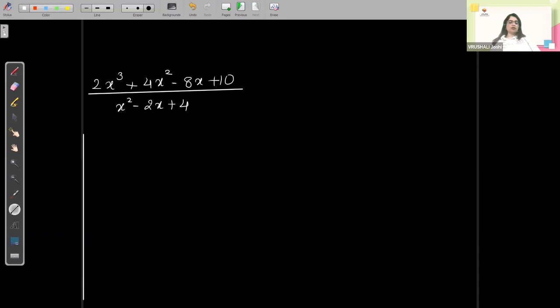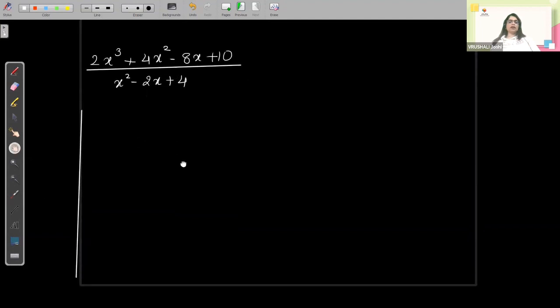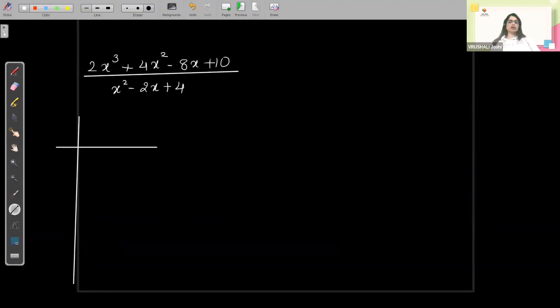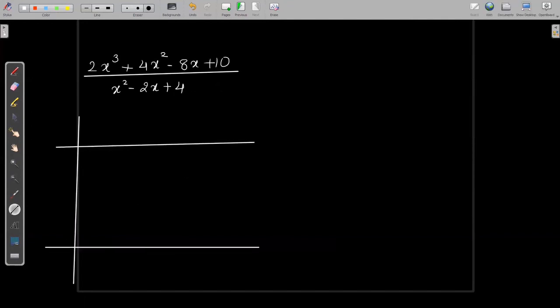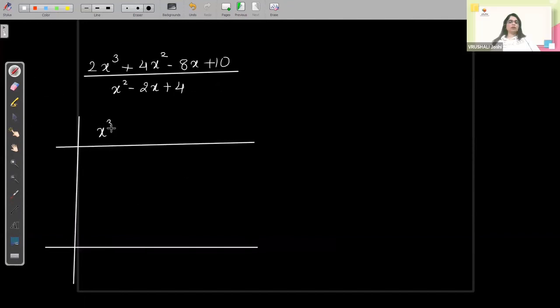So what we will do is first of all arrange this. I think by now you understood how to do the arrangement and do it fast. Saras, are you getting it? Yes, ma'am. So we have the x cube and we have the x square and we have the x and we have the constant. What do you write under this? We have the 2, we have the 4, we have the minus 8 and we have the 10. So that is how we will put it.